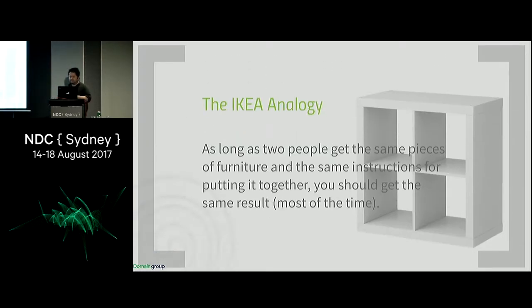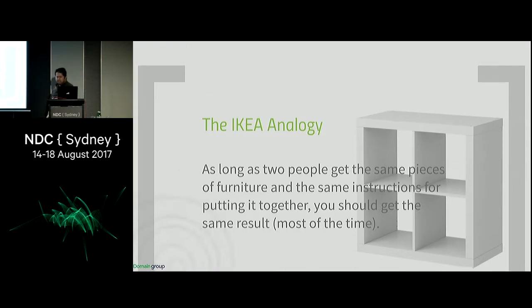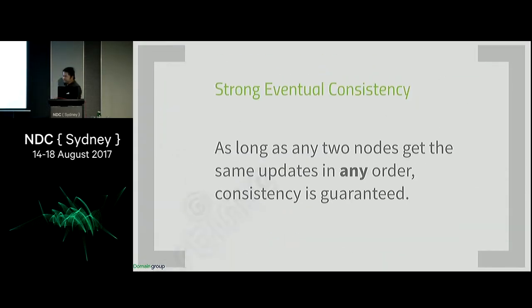Another way to explain this is what I like to call the IKEA analogy. If you've ever assembled furniture from IKEA, the way I always like to explain it is, how are you able to walk into IKEA and buy the same piece of furniture as somebody else without talking to that other person? As long as you both have the same set of instructions, for the most part, at the end of the day, when you're done assembling it, you should come to roughly the same piece of furniture, depending on how good you are with assembling things. And in that sense, it's pretty close to strong eventual consistency. Now, somebody on a previous talk told me that, yeah, IKEA pieces are not all the same, and that's true.